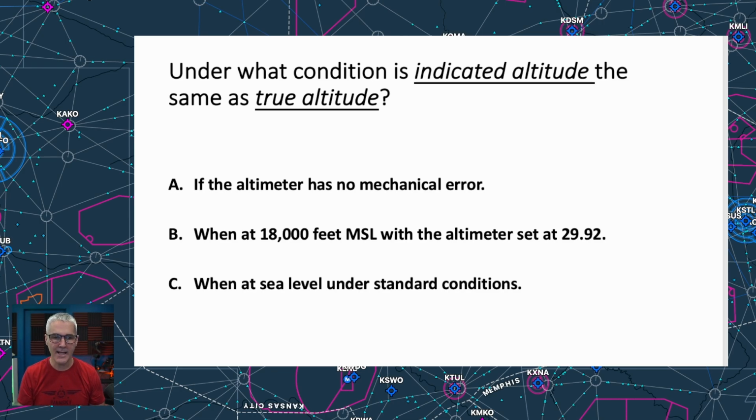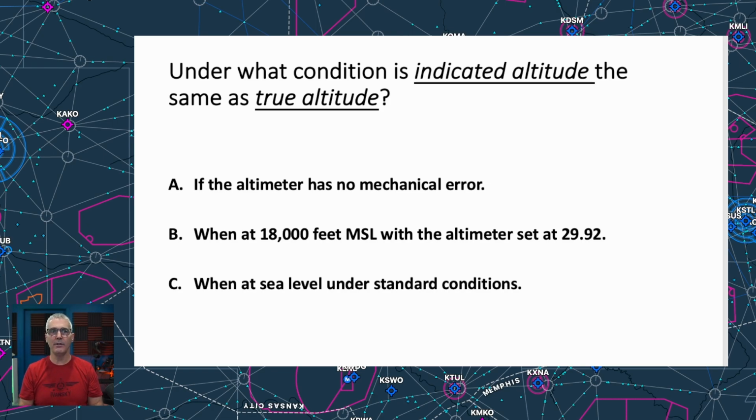A, if the altimeter has no mechanical error. Well, that's not right, because an altimeter can be in perfect condition, but if it's not adjusted appropriately in terms of the barometric pressure, if you're not setting your pressure correctly, then it could be reading improperly, and so indicated may not be the same as true. So A does not seem correct. B, when at 18,000 feet MSL and the altimeter is set to 29.92, well, that's describing flight levels, and there's no implication that flight levels are going to work out in such a way that indicated altitude is the same as true altitude. C, when at sea level under standard conditions, yes.